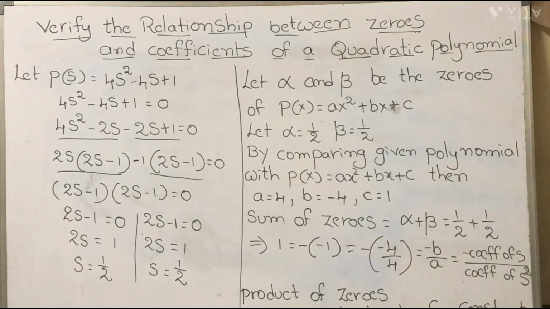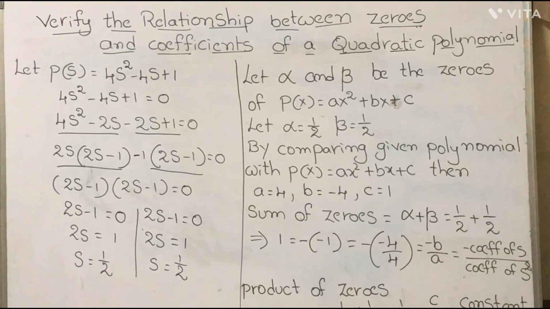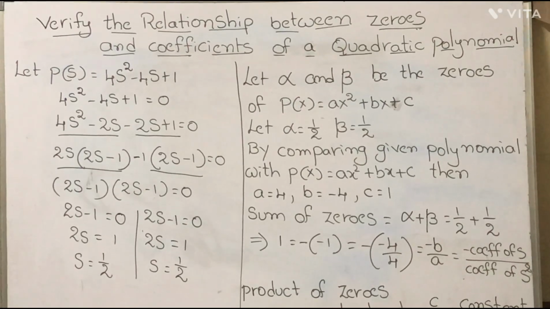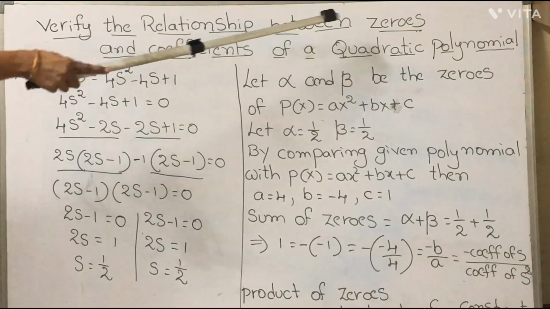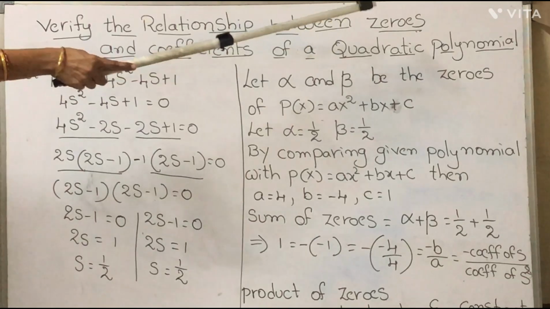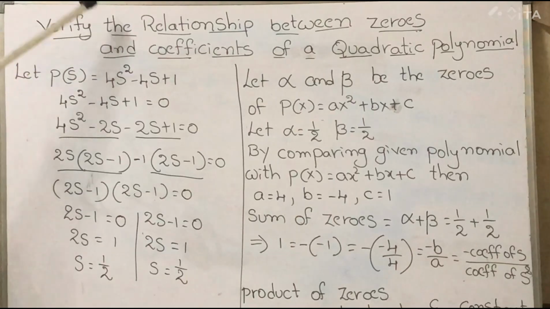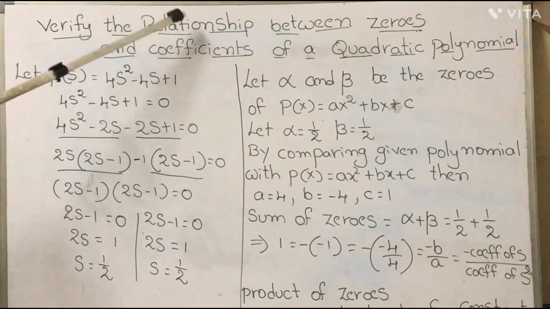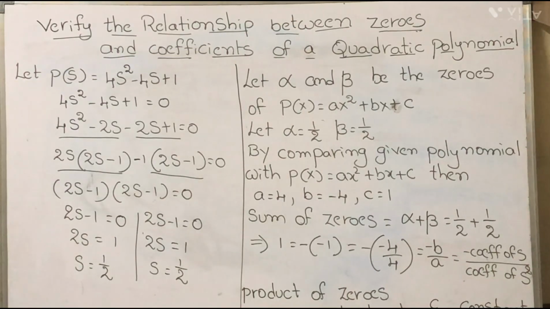In the previous video, we already studied how to find the zeros of a quadratic polynomial. Now, in this video, I am going to explain how to verify the relationship between zeros and coefficients of a quadratic polynomial. This is there in the 10th class state syllabus textbook. This is verifying the relationship between zeros and coefficients of a quadratic polynomial.